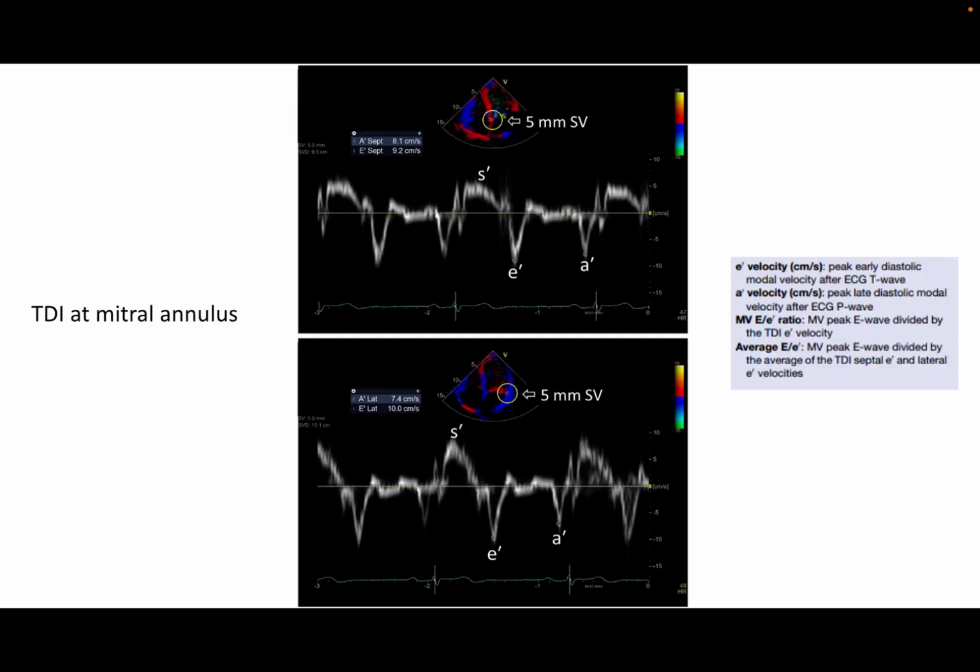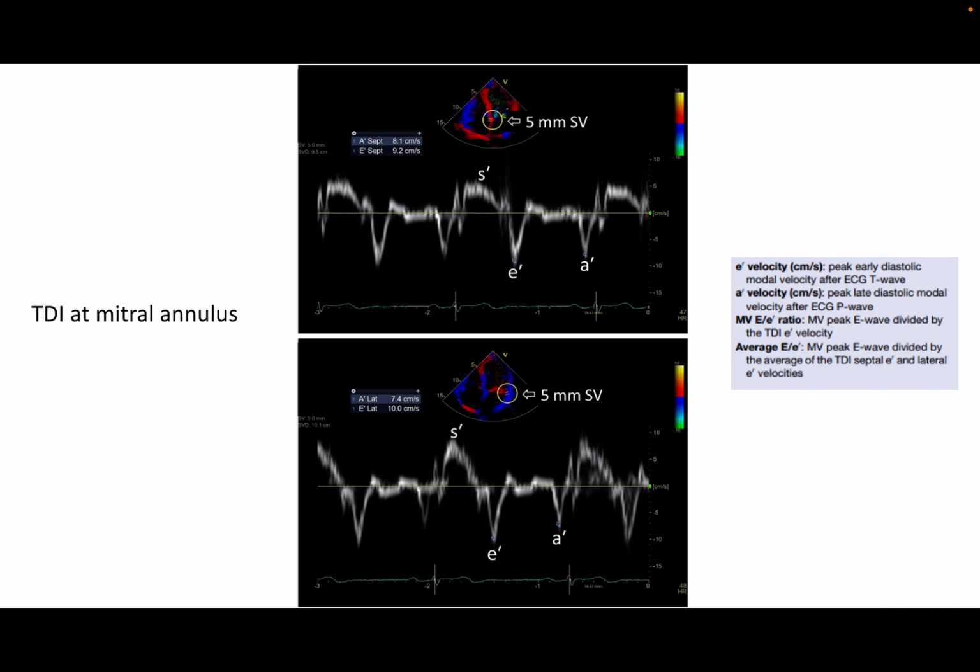TDI at the mitral annulus, E prime and E to E prime ratio. Tissue Doppler imaging at the mitral annulus is the cornerstone of the 2025 algorithm, as it was in 2016. The E prime velocity measures how fast the myocardium itself is moving during early diastole and is independent of loading condition. Measure septal E prime at the septal mitral annulus in the apical four chamber, lateral E prime at the lateral mitral annulus, and average E prime, septal plus lateral divided by 2.